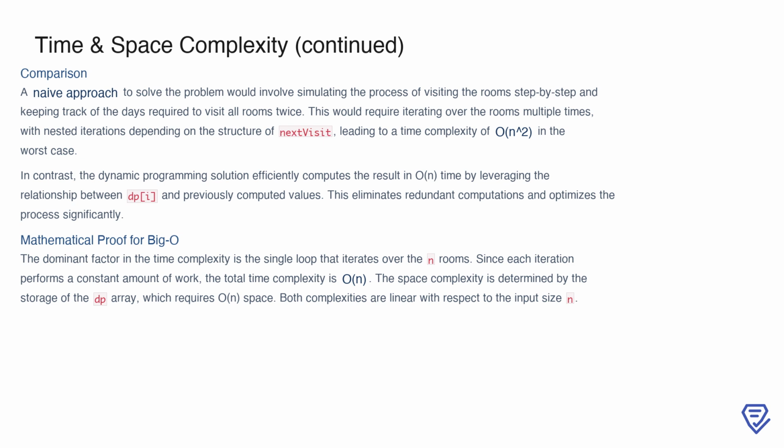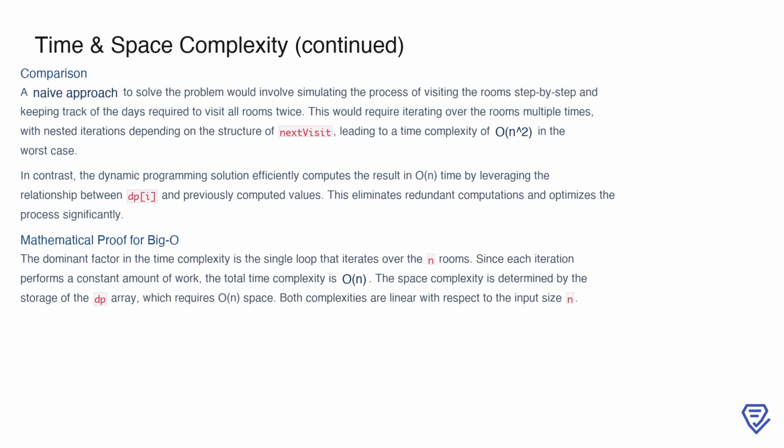Comparing this dynamic programming approach to a naive solution highlights its efficiency. A naive approach might simulate the process of visiting rooms step by step, tracking the days required to visit all rooms twice. This would involve nested iterations, as we repeatedly traverse the rooms based on the next_visit array. Such an approach can lead to a time complexity of O(n squared) in the worst case, especially when the structure of next_visit causes repeated and redundant traversals.